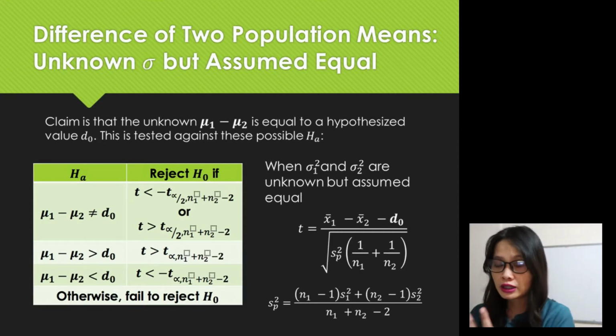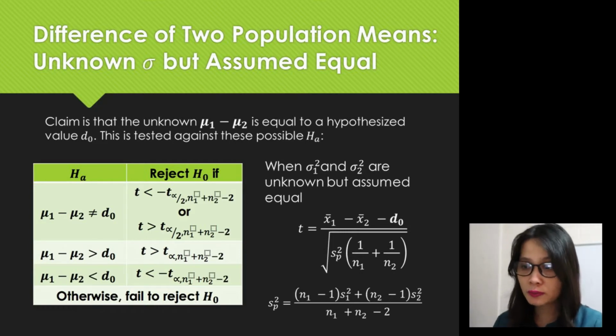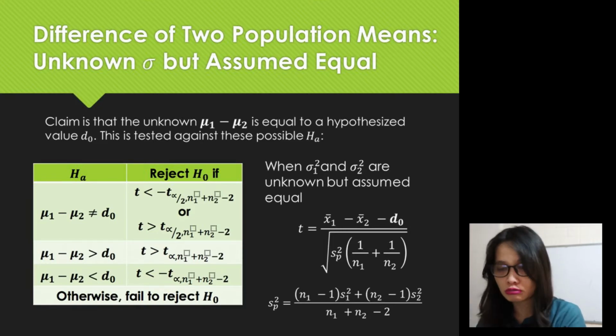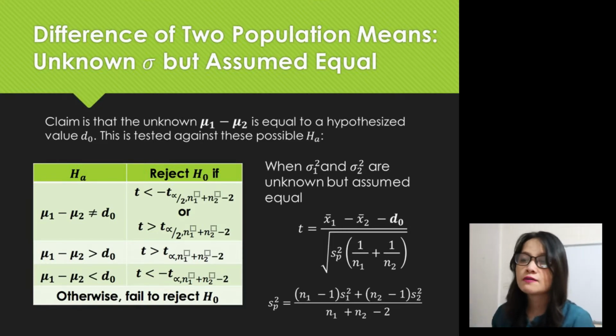And then your degree of freedom, n sub 1 plus n sub 2 minus 2. Okay, so that is your degree of freedom. Otherwise, fail to reject H0.